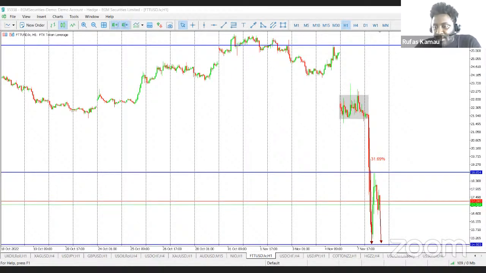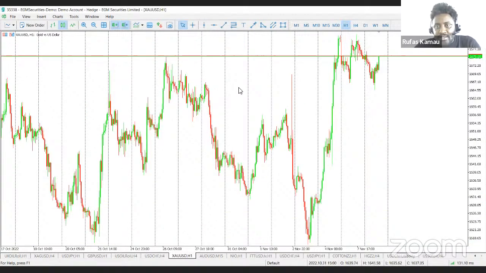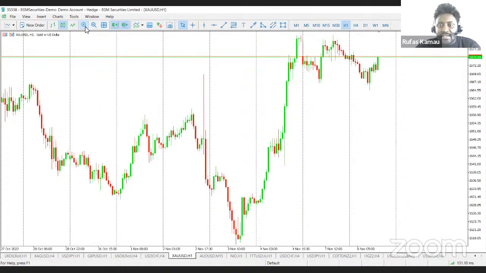So lastly, I need to check on gold. I think this is the last thing that we'll be checking on today before we end the session. So gold has been quite crazy. It managed to rise very well last week, but now personally I was looking for a trade in the opposite direction, but it doesn't seem to be quite cutting it.